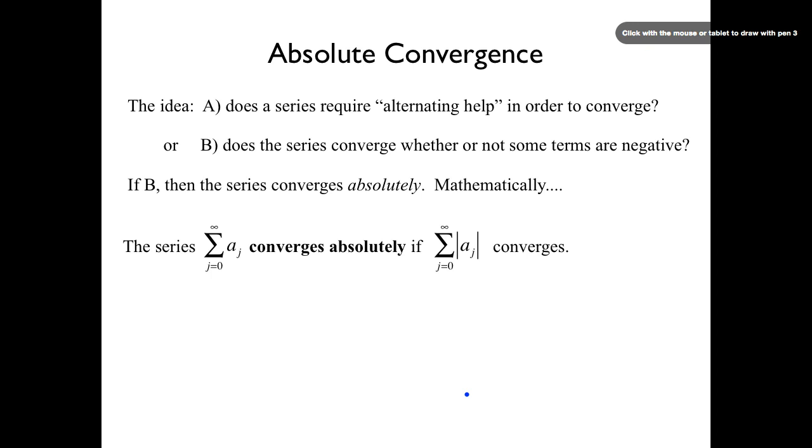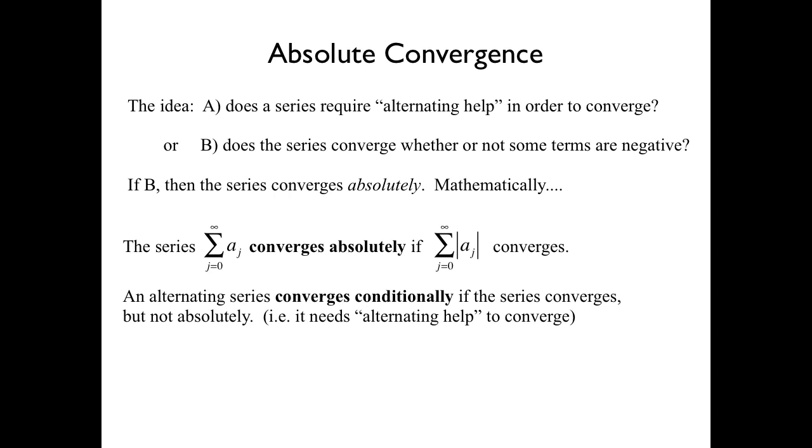Okay, so if it does need the help, we call that it converges conditionally. Series that converge conditionally need the help of every other term being negative. So it converges when it alternates, but it's not absolutely convergent. If it doesn't alternate, it won't converge. So the alternating harmonic series is a perfect example of one that converges conditionally, right?